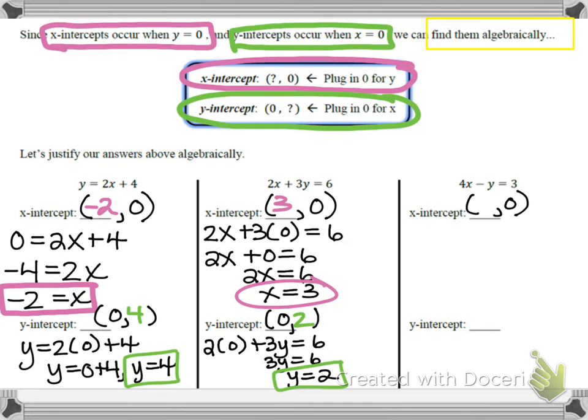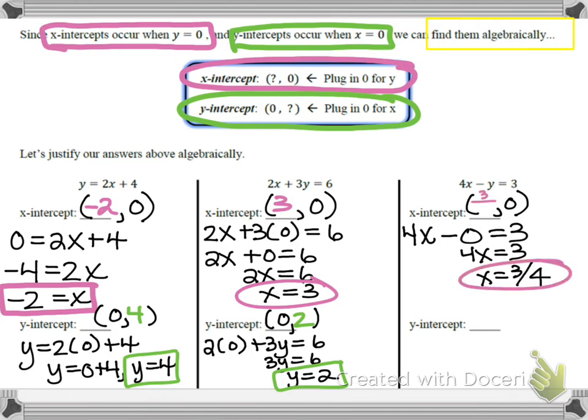So I'm going to substitute 0 for y into the equation. So 4x minus 0 equals 3, which means 4x equals 3. And dividing by 4 tells me that x equals 3/4. So my ordered pair for my X-intercept is 3/4, 0, which makes sense because remember we said it was between 0 and 1 on the x-axis, and 3/4 is definitely between 0 and 1. Remember, it's 0.75.